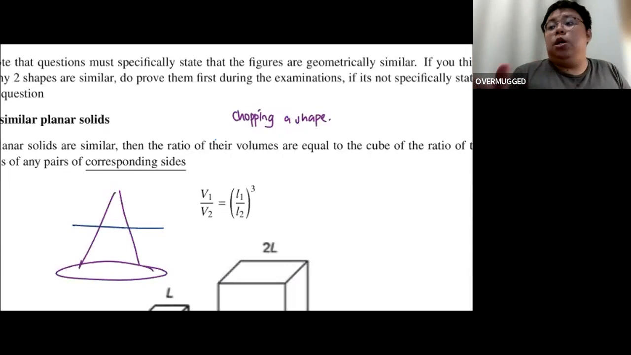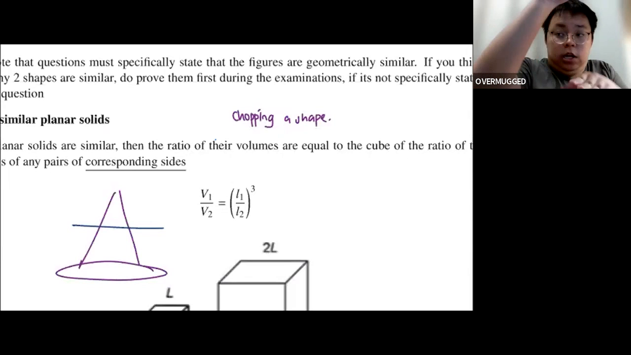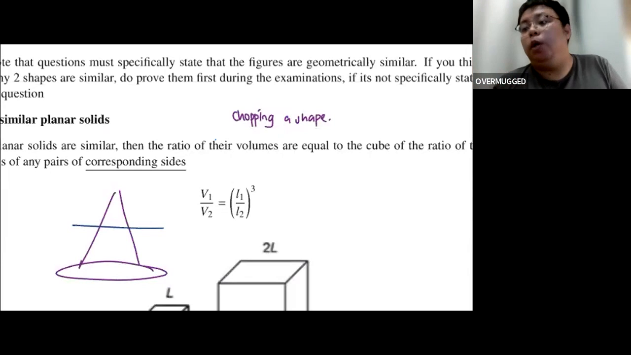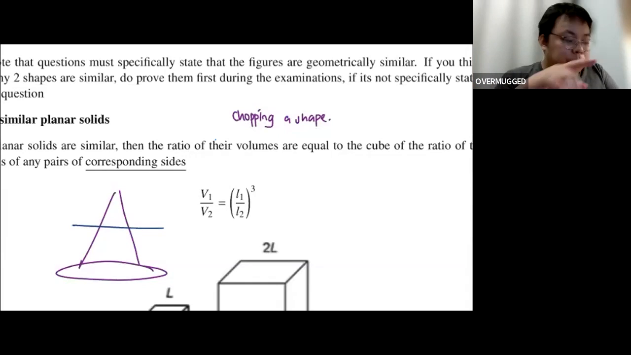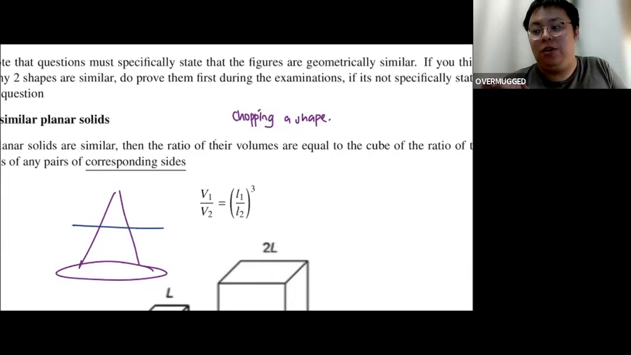Now, whenever you see questions where you chop the figure, the top cone and the big fat cone are geometrically similar. Questions will never tell you. This is a case where you need to know. So I warn you again, whenever you see figures that have chopping, they are geometrically similar.